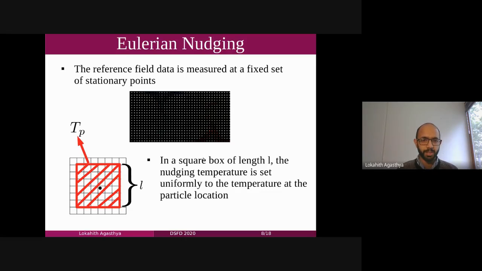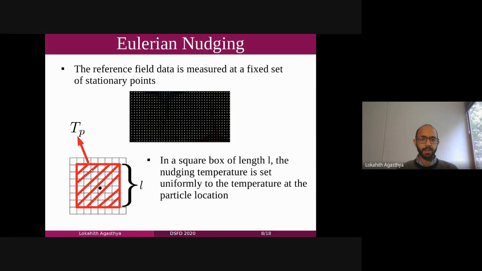And so we have two types of nudging that we do here. In our reference field we have some number of probes which measure the temperature. The first is the Eulerian nudging, where we have these probes which are fixed in space. We are working only in 2D here, and these probes collect the temperature over time from these fixed regions. To construct this nudging field, we take the temperature reading of the probe, and then in a small box around it with length L, we set uniformly the temperature of the probe for the nudging.